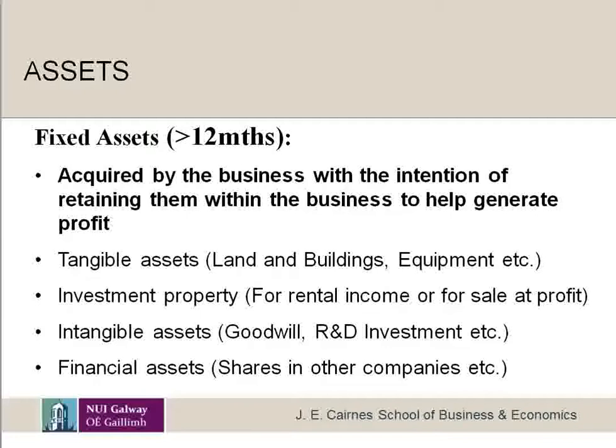So examples of fixed assets would be tangible assets such as land and buildings, equipment. You can also have motor vehicles and machinery. And investment properties would be fixed assets. So these would be properties held by the business that they want to generate rental income from, or that they're holding on to sell at a profit at a later date.